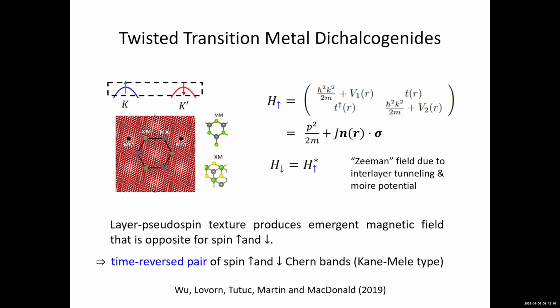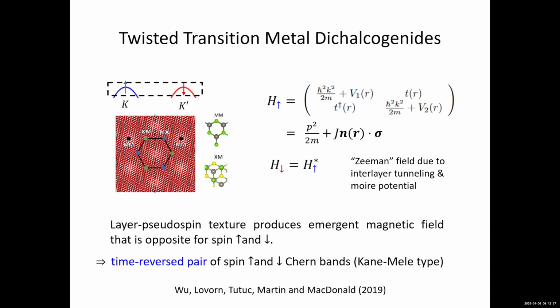And in this case, when you take 2 layers of these TMDs and introduce an angle twist, then in this moire superlattice, it consists of different regions: the MM region where the metal atoms are aligned, the XM region where the metal and chalcogen atoms are aligned, and the MX region. Because of this spatial variation of the local environment, the electrons experience a moire potential on the 2 layers, V1 and V2. And also there's interlayer tunneling between the 2 layers, which is off diagonal. Then this Hamiltonian can be precisely written in terms of a pseudo spin, but the pseudo spin now refers to the layer index, the top and bottom layer.